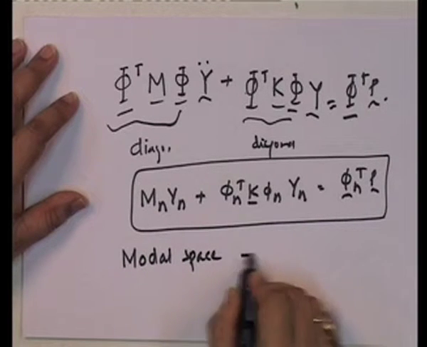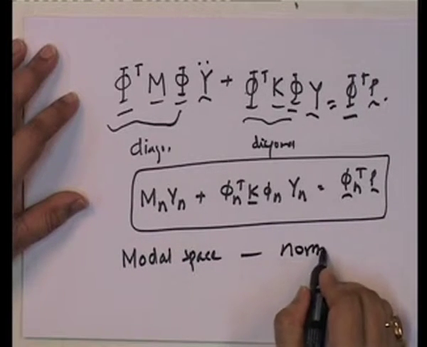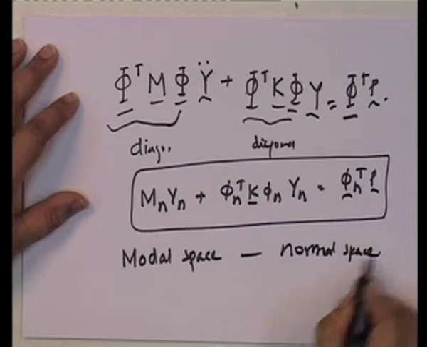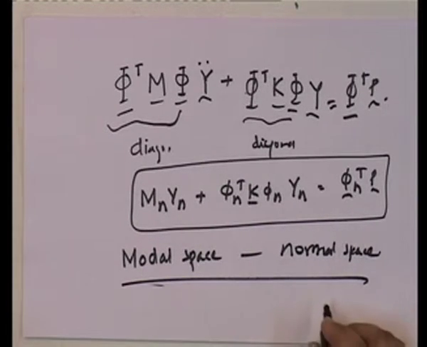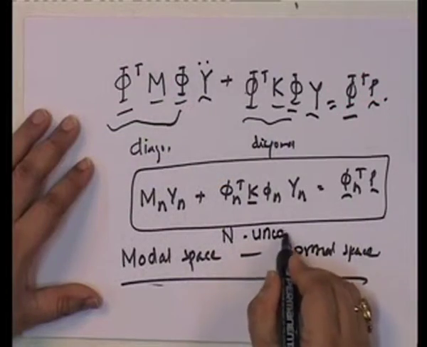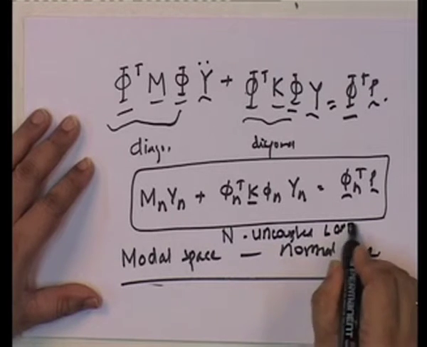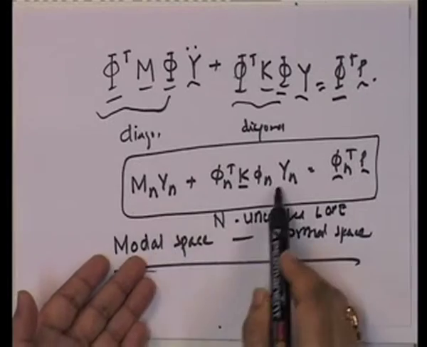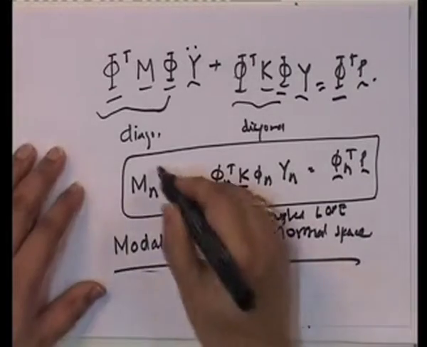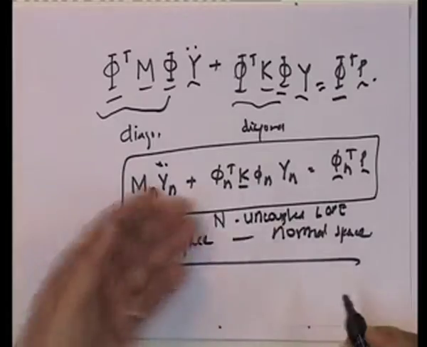The modal space is also called the normal space. By transforming it from the original space to the modal space, what have we done? We have taken n coupled linear differential equations and made them into n uncoupled linear ODEs. So, therefore, you look at this, this does not have any other y. It does not have any other y.